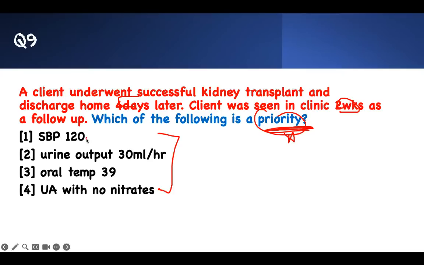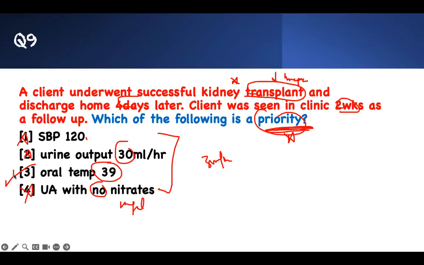Systolic blood pressure 120. This is normal, right? So this is good. Urine output 30. It's making barely 30 ml an hour, so I'm okay with it. Temperature is 39. Fever in somebody who has a transplant. Remember, I did not give you that information here, but if I hear transplant, I know the patient is immunocompromised. He's taking some medication. Temperature in an immunocompromised patient is bad. UA, no nitrate. No nitrate means there's no infection. Therefore, this is wrong. But if you don't know the answer, you can see that transplant patient and temperature, they are no friends. So that is a priority.